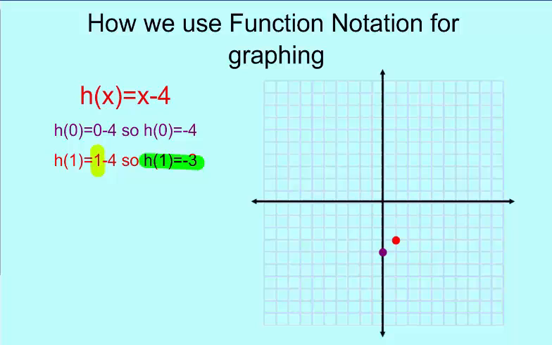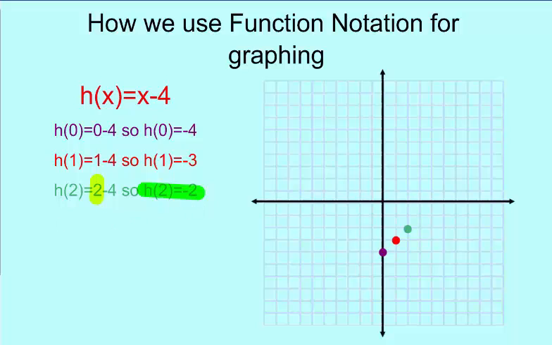We now plug in 1 to our function. H of 1 would equal negative 3. So we have the point 1, negative 3, which corresponds to the red dot on the graph. Plug in 2. H of 2 would equal negative 2, which corresponds to the green dot on the graph.